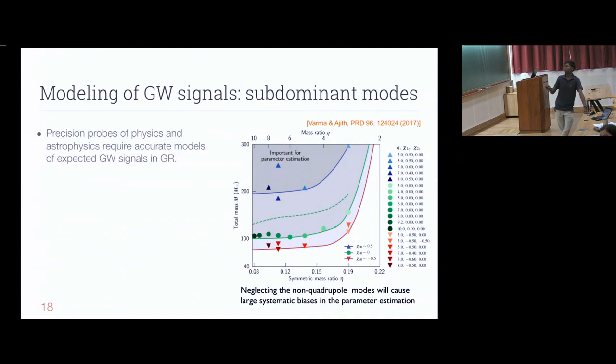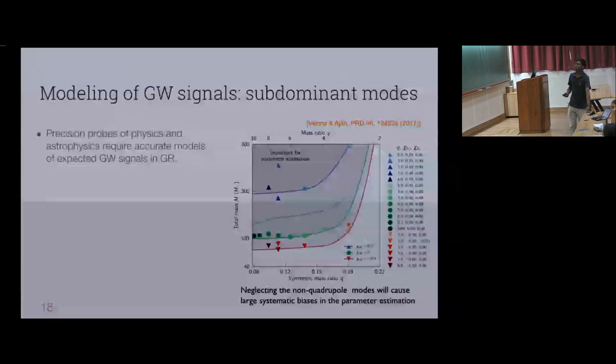The x-axis and y-axis are the total mass and mass ratio of the binary black holes. You can see these various curves denote the spin parameters, and the area above the curved region denotes a region where the systematic error due to the lack of higher modes in the template will cause a systematic bias in the estimated parameters. So to do proper parameter estimation in these regions, we need to include higher modes in the template waveform.